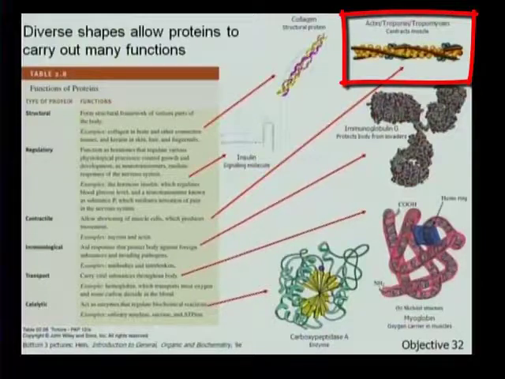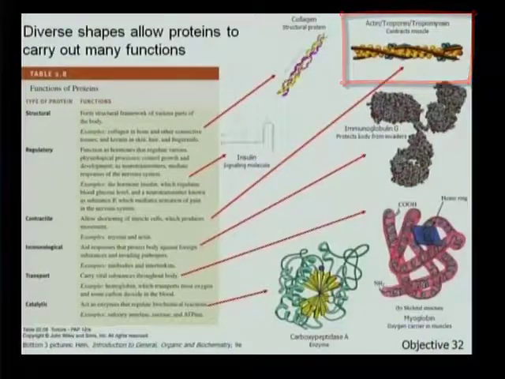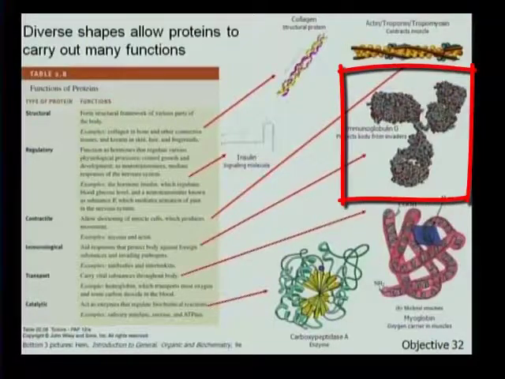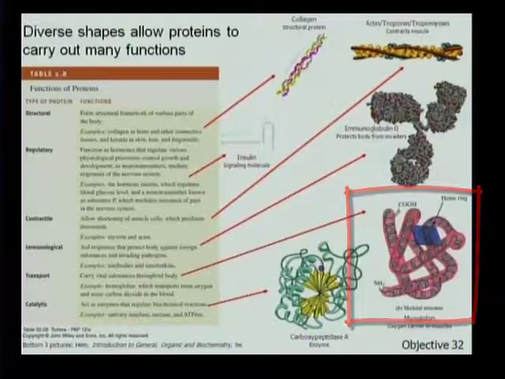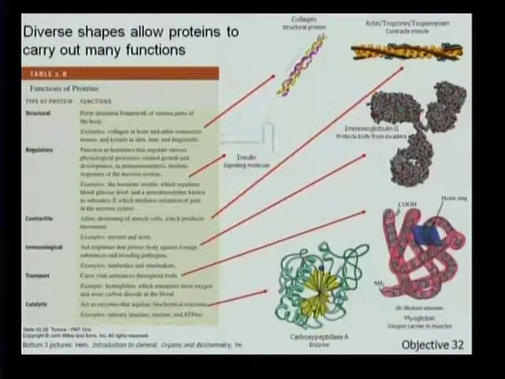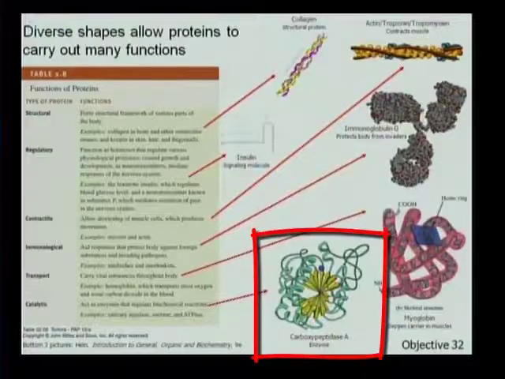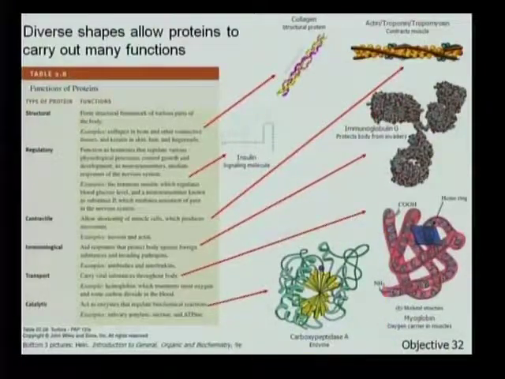Proteins named actin, troponin, and tropomyosin are used for contracting muscle cells. A protein called immunoglobulin G is used to protect the body from invaders. Myoglobin is an oxygen carrier in muscle, the same way that hemoglobin is an oxygen carrier in blood. And carboxypeptidase A is an enzyme. We'll look at enzymes in the next couple of objectives in just a minute.